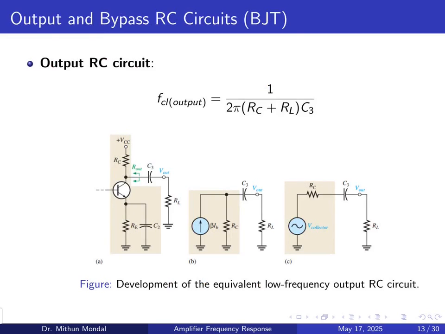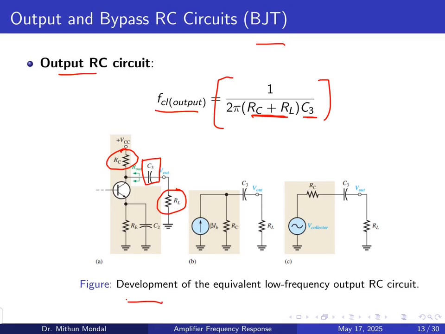When we talk about the output RC network for the BJT, the formula for the critical frequency is 1 by 2 pi. Now here you have the capacitors RC and RL. So this is your collector resistor and the load resistor. These two are in series, multiplied with C3, that is the output capacitor C3.